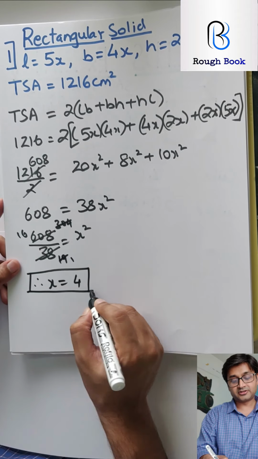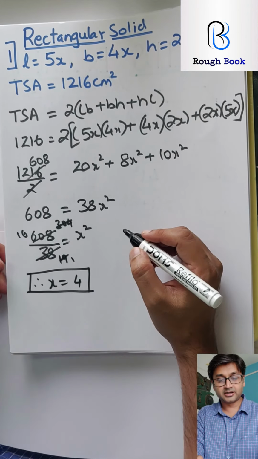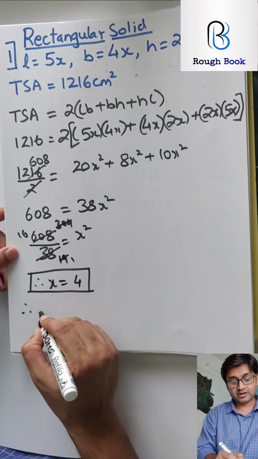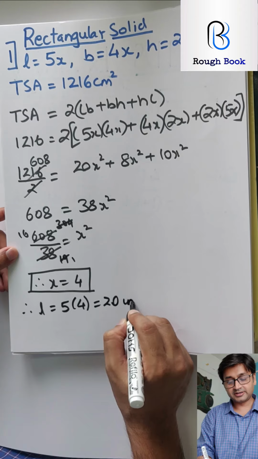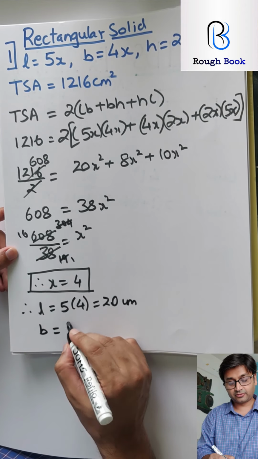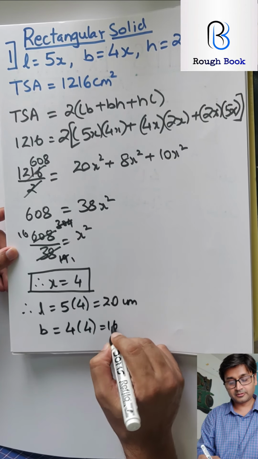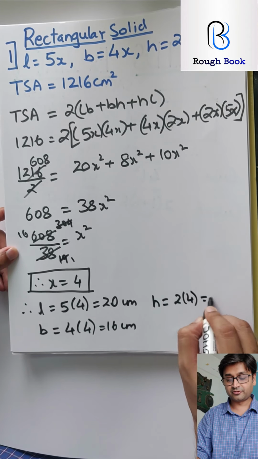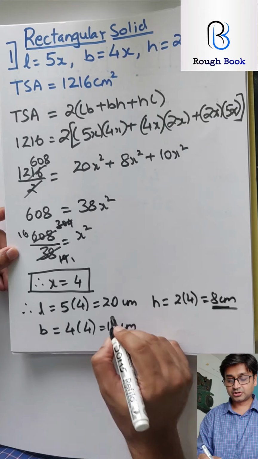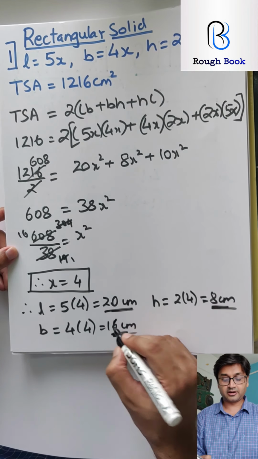Don't write plus or minus 4 because length, breadth, height cannot be negative, so no need to write it, right? So therefore length is 5x. So 5 into 4, 20 centimeter. Breadth is 4x. So 4 into 4, 16 centimeter. And height is 2x. So 2 into 4, 8 centimeter. So your length, breadth and height are right over there.